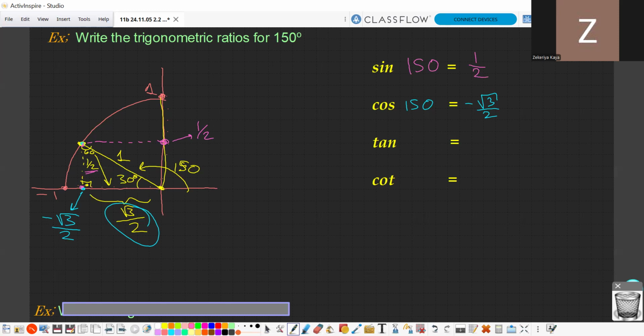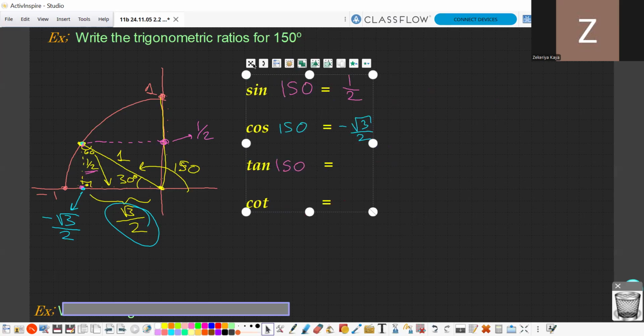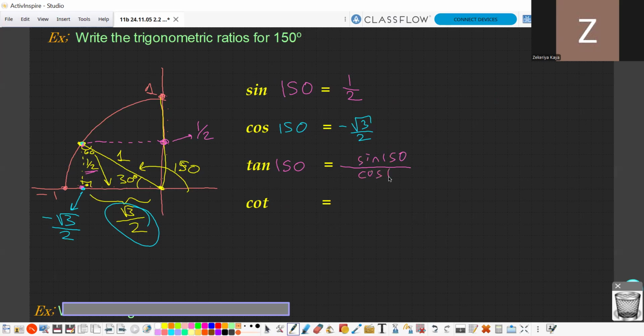After finding sine and cosine, tangent 150. Let's move them a bit more left so I can do these fraction calculations. Tangent 150, it is sine 150 over cosine 150. You must write this all as it is over there. Some people write just s over c. It doesn't work. You must write it completely.